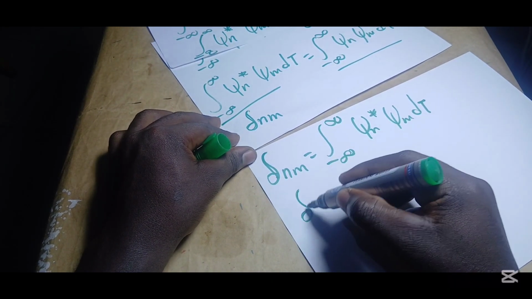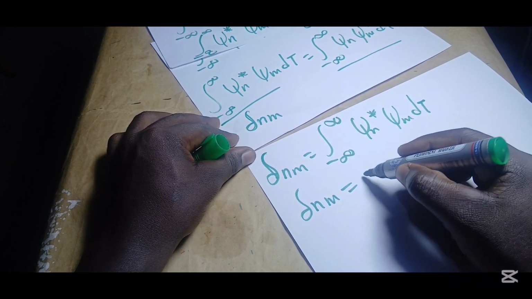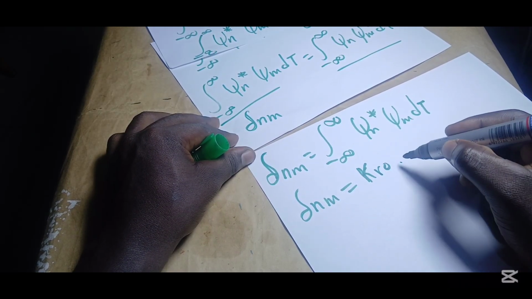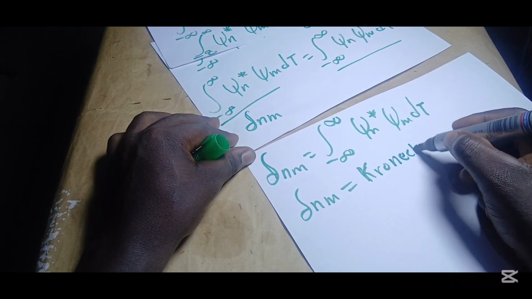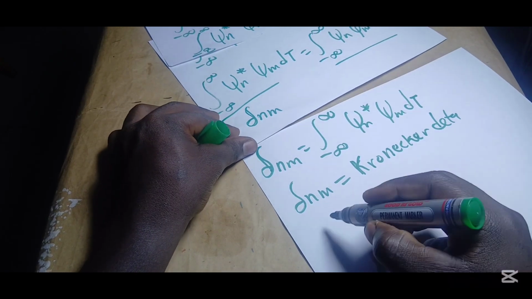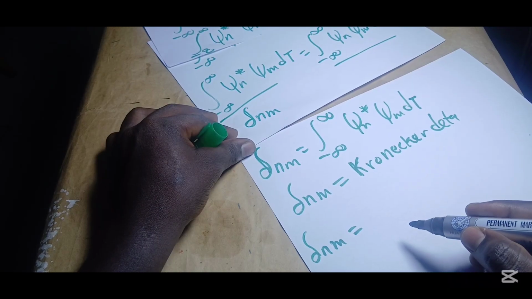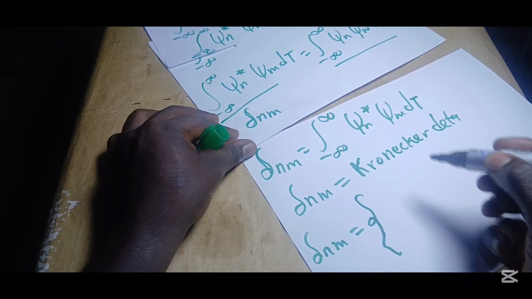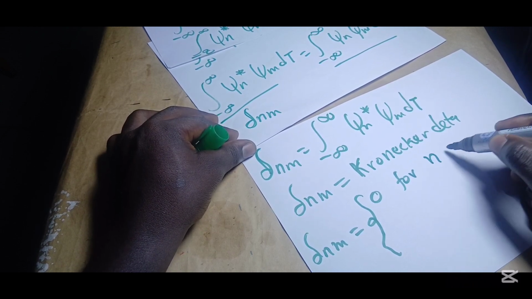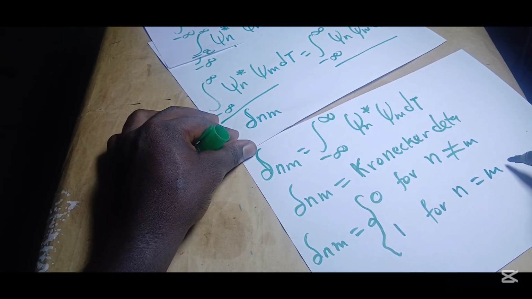where delta nm is called the Kronecker delta, and it is defined as delta nm equal to 0 for n not equal to m, and 1 for n equal to m.